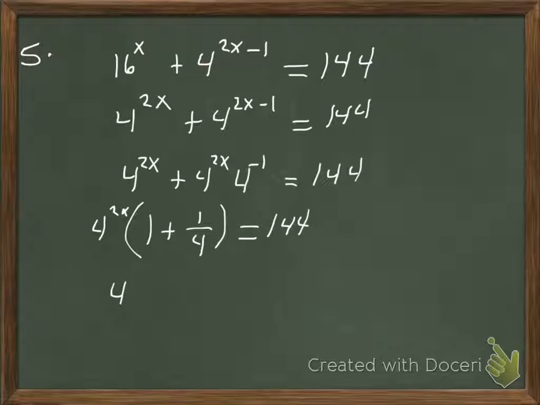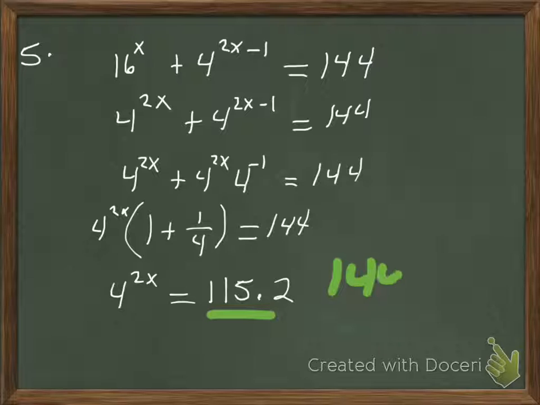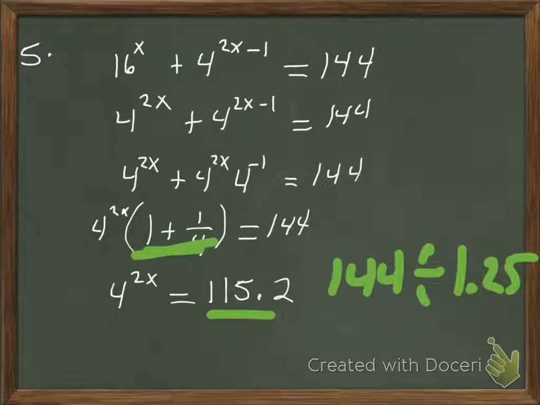Now to isolate the 4 to the 2x, we're going to divide by 1 plus 1/4. Now 1 plus 1/4 is 1.25. So how I got this number is I did 144 divided by 1.25. 1.25 is just this number here. Okay. Now we have the exponential isolated.